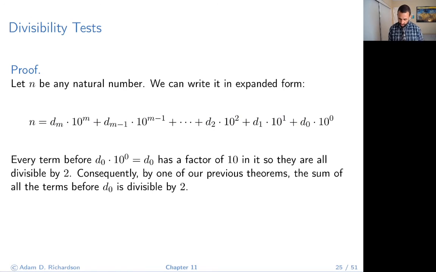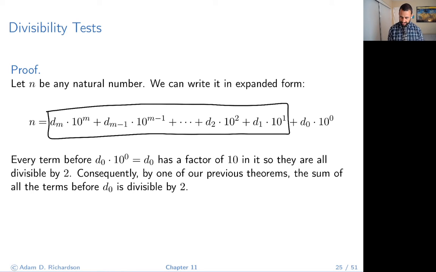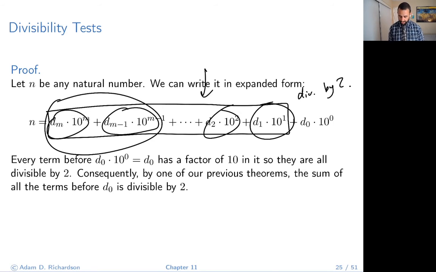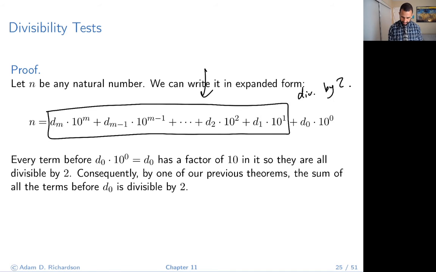So then all we have to do, oh, by one of our previous theorems, sorry, I forgot this one. By one of our previous theorems, this whole sum is divisible by 2. Because remember, if 2 divides one term and 2 divides another term, then 2 divides their sum. That's exactly what we're talking about here. So we needed that theorem to actually prove this divisibility test. And there it is. This is divisible by 2 plus this thing divisible by 2. So this is divisible by 2. And then you just keep adding them all up. So we know for a fact that this thing in the box is divisible by 2.